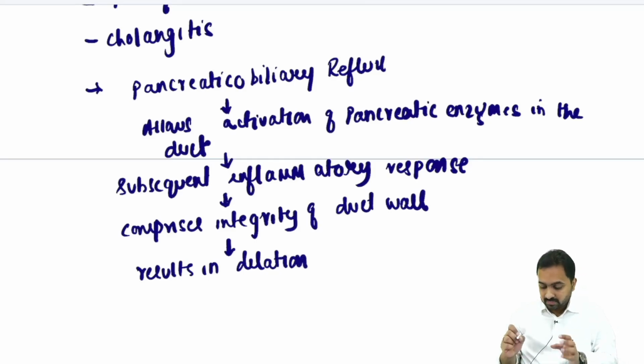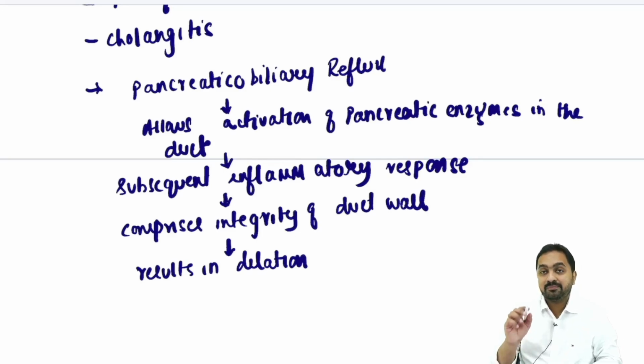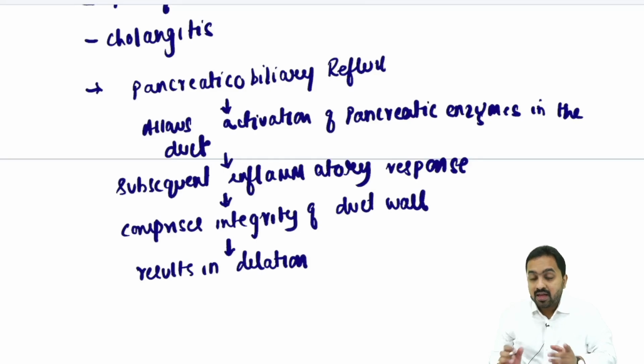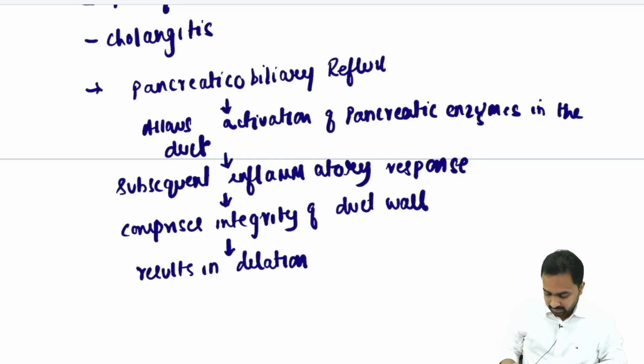So the main important pathogenic factor over here is the pancreaticobiliary reflux, which allows the activation of the pancreatic enzymes in the duct, as a result of which there is an inflammatory response, compromising the integrity of the duct wall, which results in the dilation of the duct.